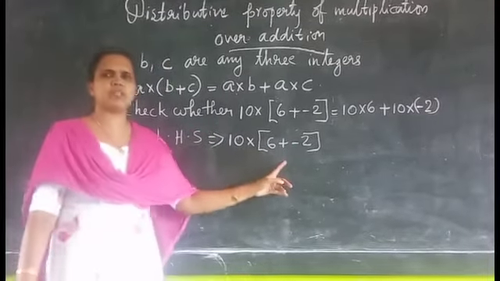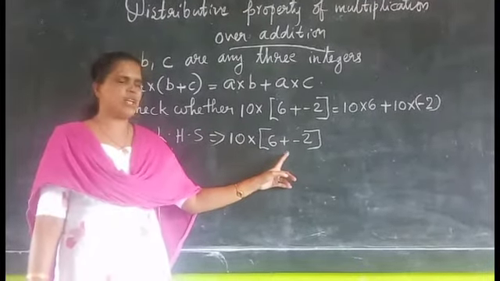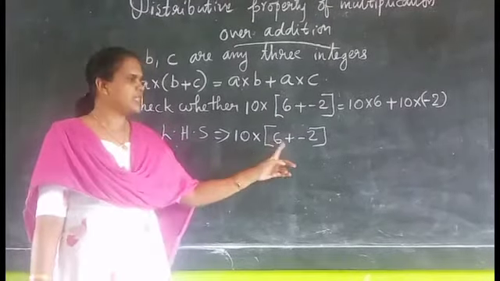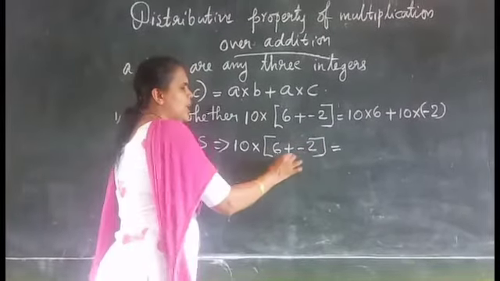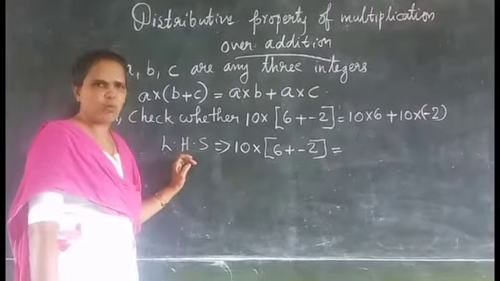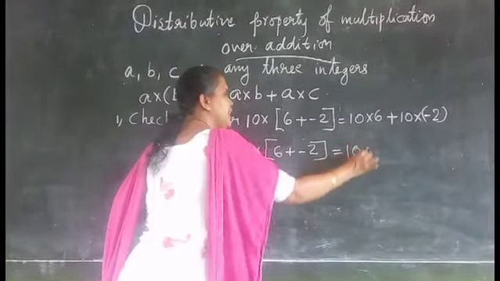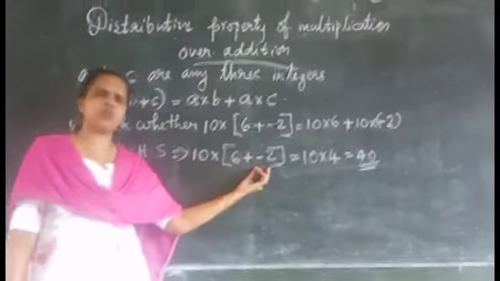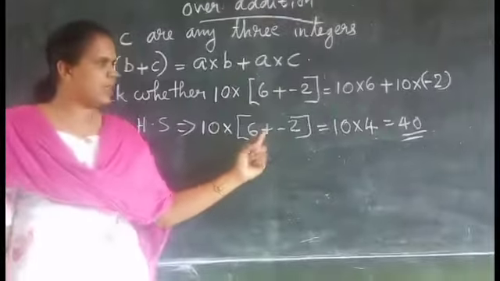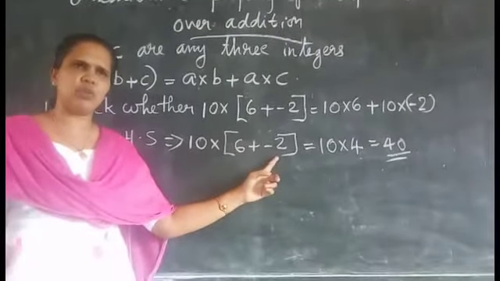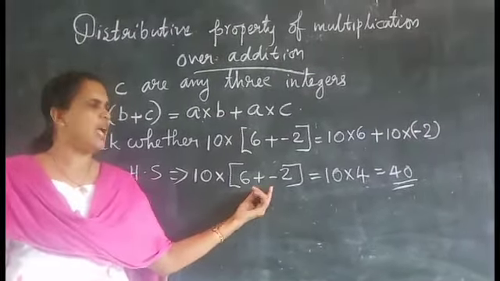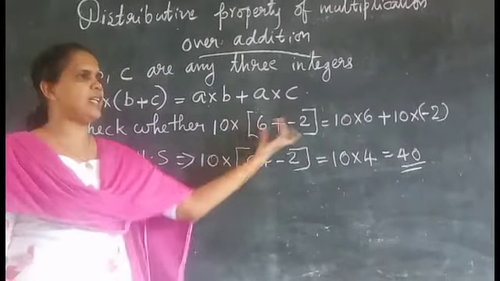10 into (6 plus negative 2). First we find the answer inside the bracket, then do the multiplication. What is the answer of 6 plus negative 2? That is 4. So we multiply 10 into 4, that is equal to 40. 6 plus negative 2 means subtract these two numbers and put the positive sign. That is the LHS side of the equation.